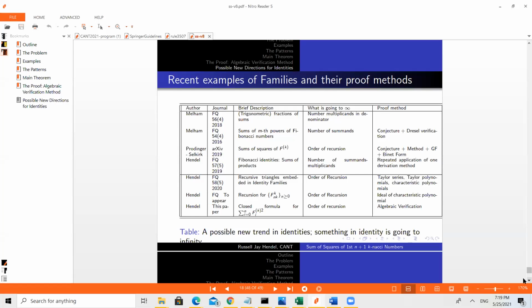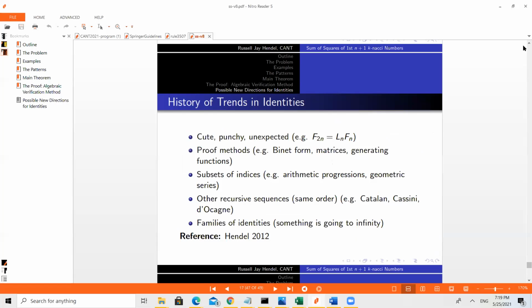Now what I want to do in the last 5 minutes is get to a possible new trend in identities. The reference for this is something I wrote in 2012. It wasn't a paper, it was a math review. So I'm quoting myself. It wasn't refereed, of course, but I outlined 5 stages, not necessarily consecutive, in the history of Fibonacci identities. When people started back in the 17th and 18th century, or going back to Fibonacci himself, an identity was something cute, punchy, and unexpected. F of 2n equals Ln Fn. You don't expect that. And you have to go prove it.